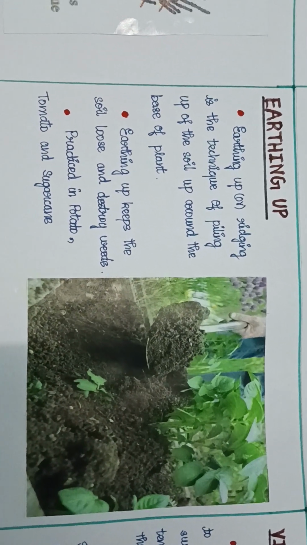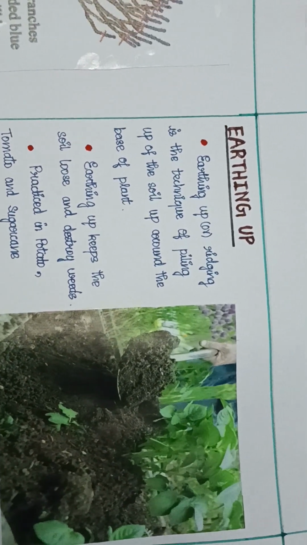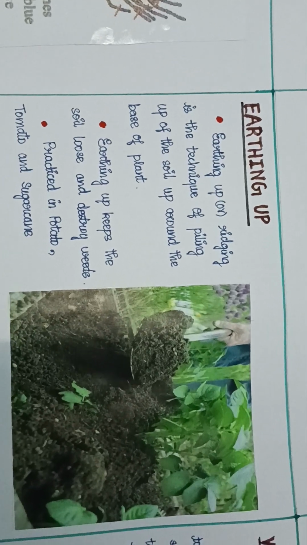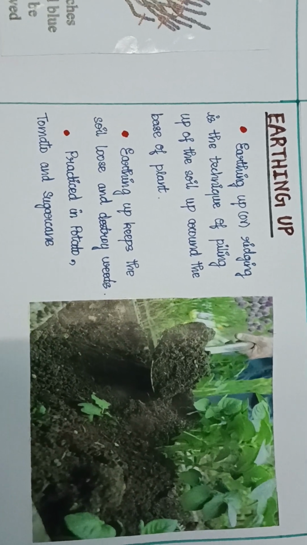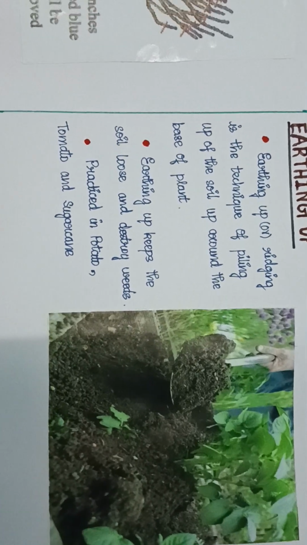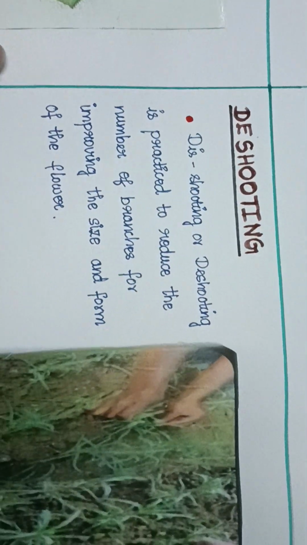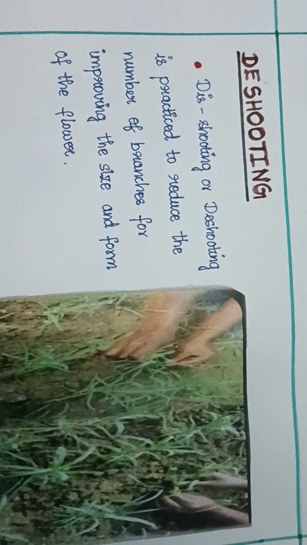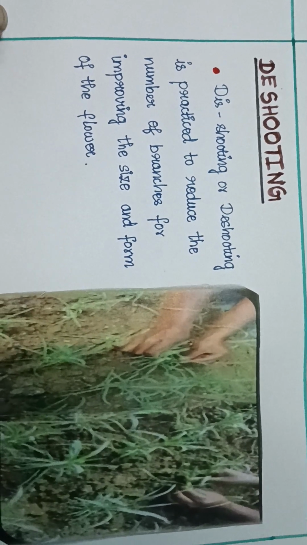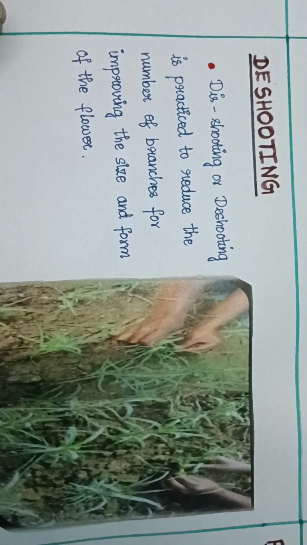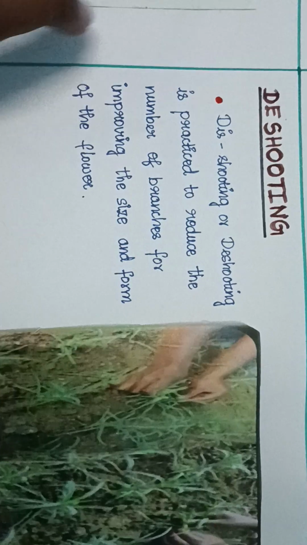Earthing up is the technique which is application of soil base to the plant. It is practiced in potato, tomato, and sugarcane. Deshooting is the next intercultural operation to reduce the number of shoots in the plants to provide proper shape.